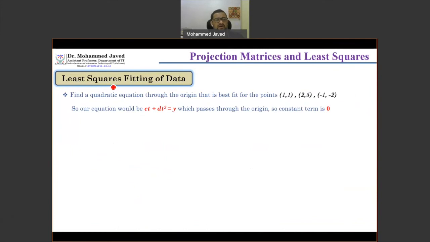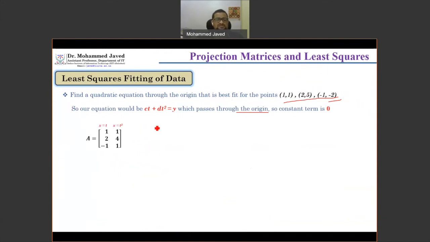And now least square: find a quadratic equation. So this is another problem where I am trying to fit a quadratic equation through these 3 points. The quadratic equation is represented by the formula ct plus dt square equal to y, which passes through the origin. So the constant term is 0 in this particular case.